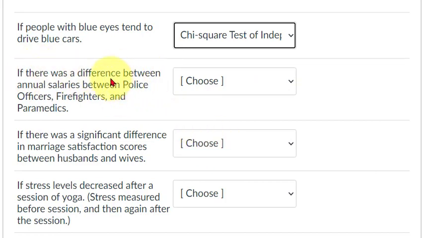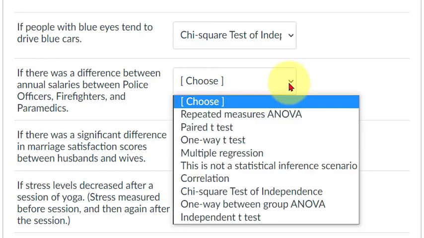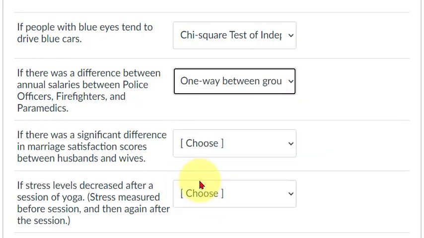Second one, if there's a significant difference. So difference right there should tell you that it's either a t-test or an ANOVA. And the DV is annual salaries, which is a continuous variable. And you got police officers, firefighters, and other officers. So you got three groups. So three groups, that's your categorical variable. And annual salaries is your continuous DV. That has to be a one-way between group ANOVA. Boom.